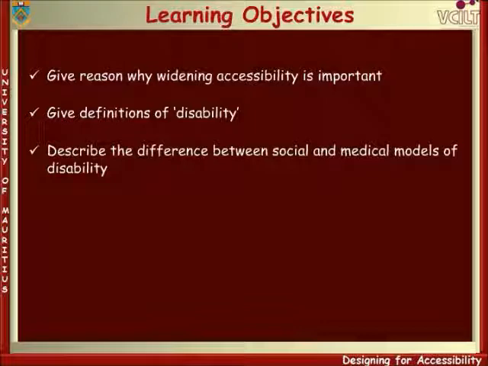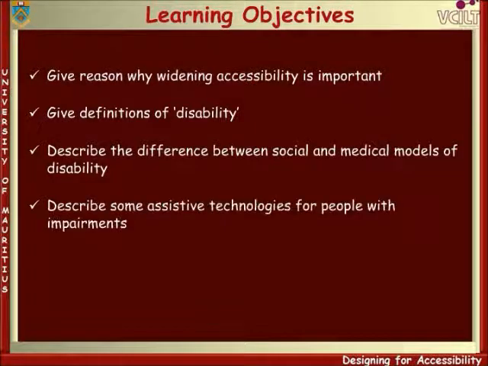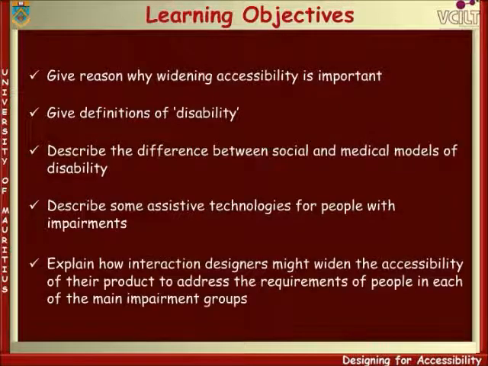Describe the difference between social and medical models of disability. Describe some assistive technologies for people with impairments. Explain how interaction designers might widen the accessibility of their product to address the requirements of people in each of the main impairment groups.